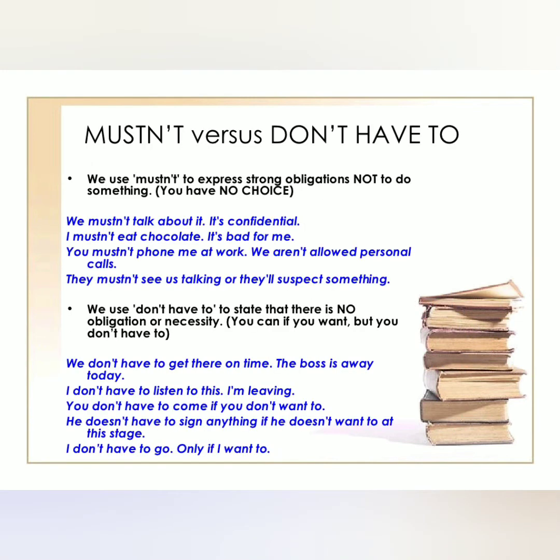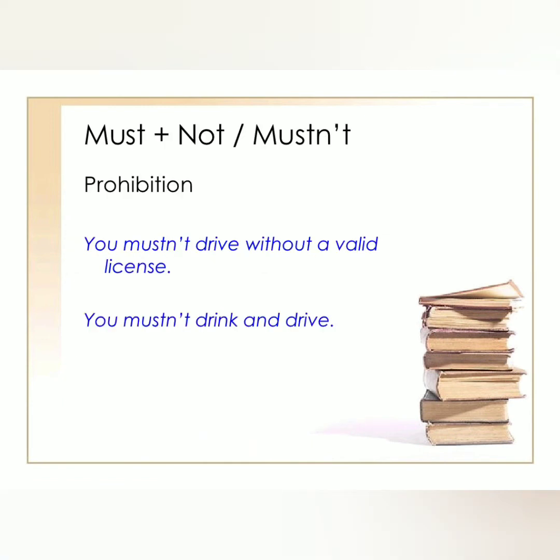Now coming to some very important ones. Must not versus don't have to. You know very well that in the previous slide I told you about must and have to as similar. We use must not to express a strong obligation not to do something, but we use don't have to to state that there is no obligation or necessity. So one is used for a strong obligation, another for no strong obligation.